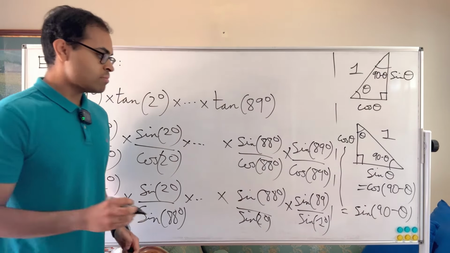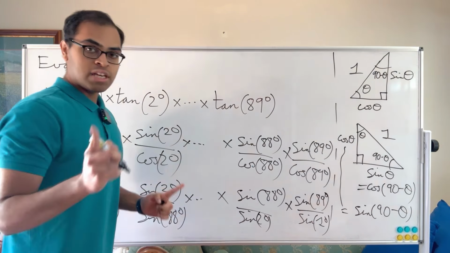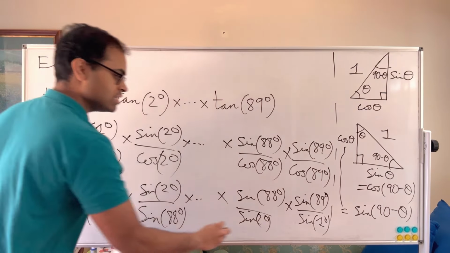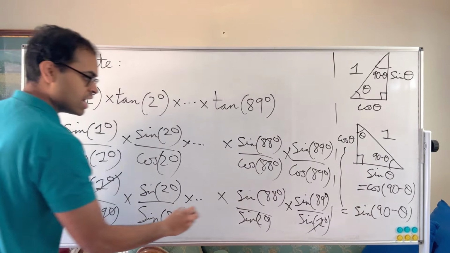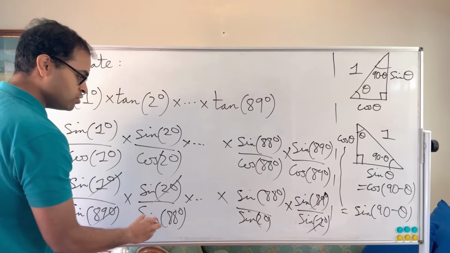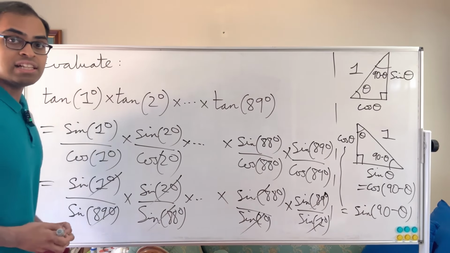So now you observe something really cool. Everything's in degrees. You observe that the sine of 1 cancels with the sine of 1. The sine of 89 cancels with the sine of 89. The sine of 2 cancels with the sine of 2. Everything cancels, or does it?